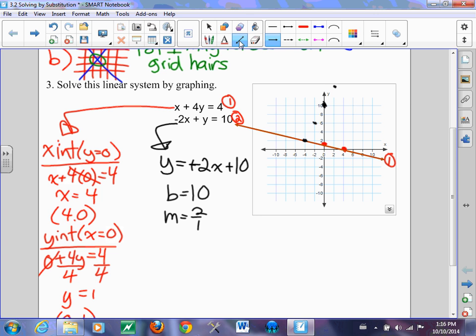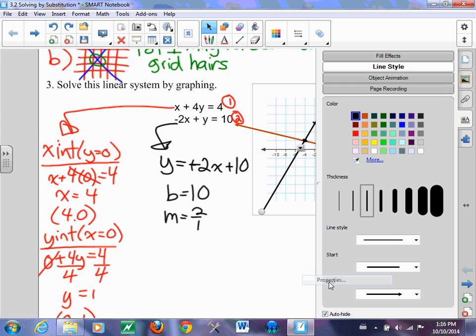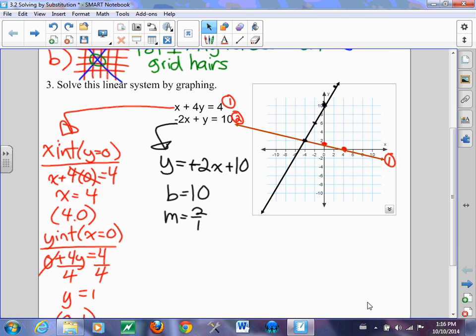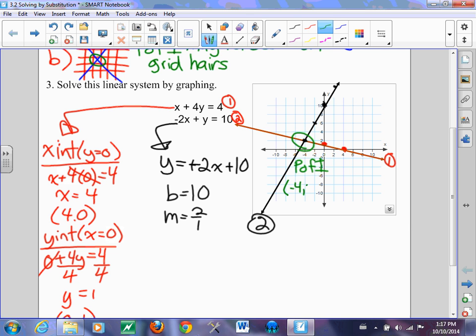All right, let's draw this line in. Okay, give it arrows at both ends. It's a little easier for you to do that than me. Make sure you label it equation 2. Okay. And ladies and gentlemen, find the point of intersection. So hopefully you've circled that. Write P of I. It's communicating that I know that's the point of intersection. And hopefully you're telling me it's negative 4 and 2.